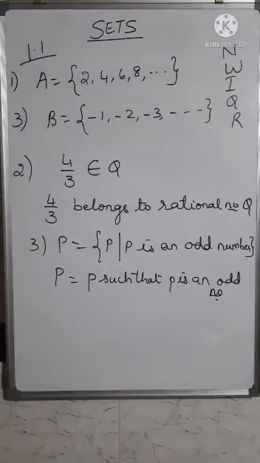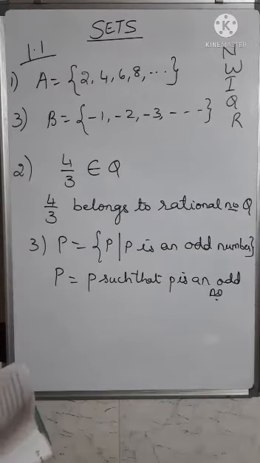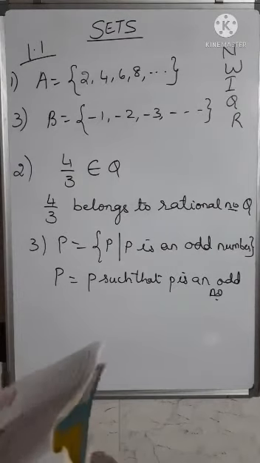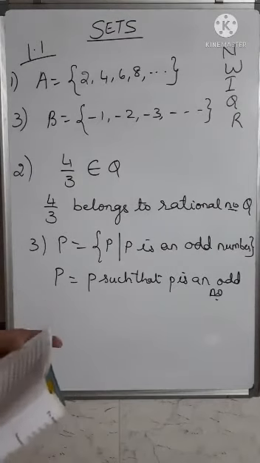Now next, you have to write any two sets by the listing method as well as by the rule method. So you have to write down two sets, using both the methods, you have to use and write it. So that you will do it.